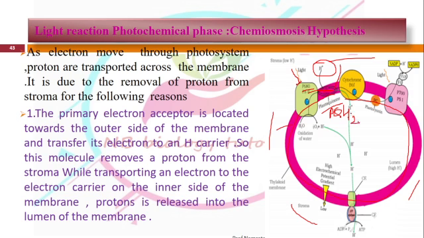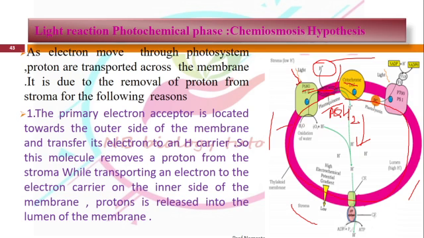From PQH2, two electrons are emitted, and this emitted electron is accepted by cytochrome b6 and cytochrome f. The proton which is present along with the plastoquinone enters the lumen of the thylakoid. The protons accumulate in the lumen of the thylakoid.